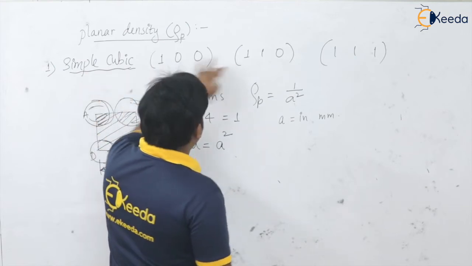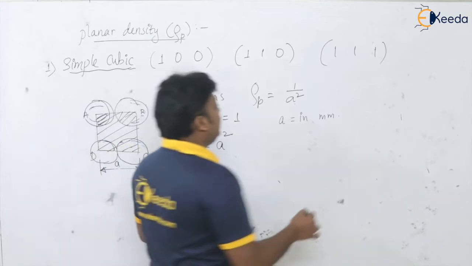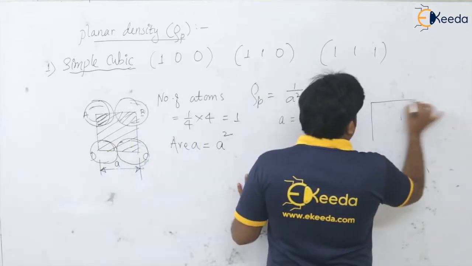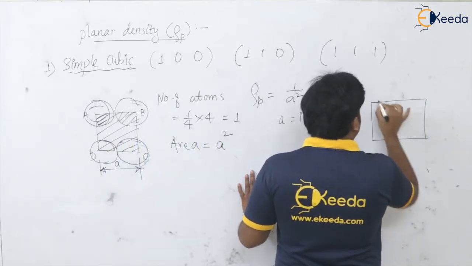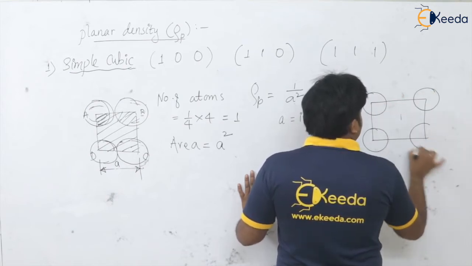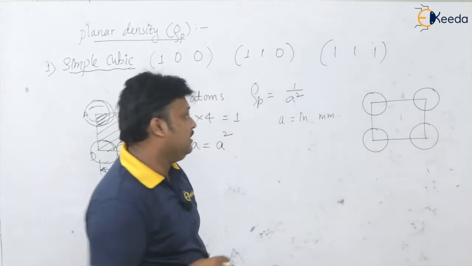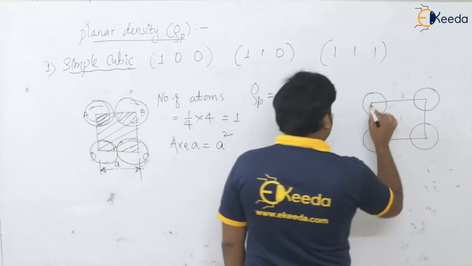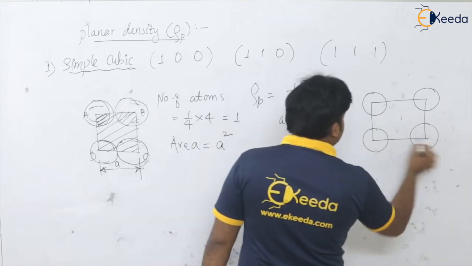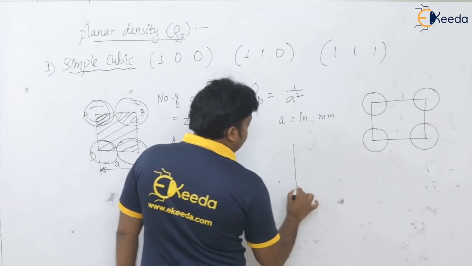Now which plane of simple cubic will we take? 110. Okay, how does plane 110 look? It will look like this. In simple cubic, only the corners have atoms. No body center, no face centered. Okay, but do you know what the length of this is? For that, please remember, I will show it for the first time.